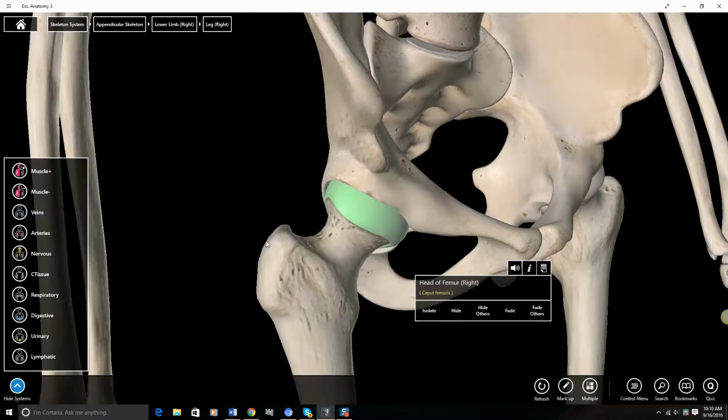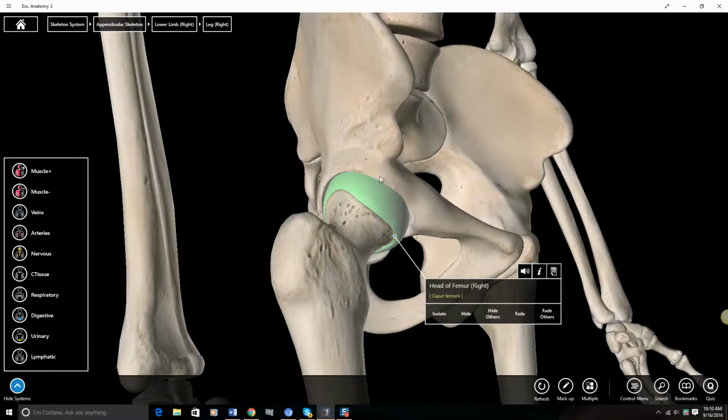We also know that 70% of people over the age of 70 years old have joint space narrowing, but only half of those people have pain. So think about that for a second. 70% of people over the age of 70 have osteoarthritis of the hip, and only half of those people have pain.